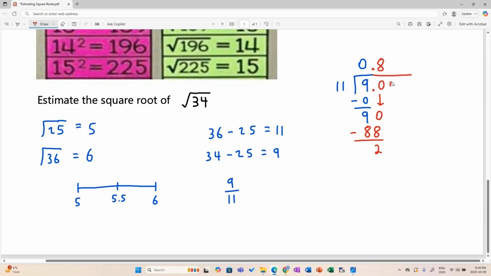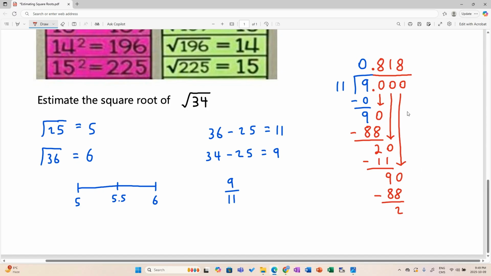Great. Now I add another 0. And I bring the 0 down to make it 20. How many times can 11 go into 20? 1 time. And that would be 11. I do my subtraction. 20 minus 11 is 9. And now bring down another 0. That's 90 again. How many times can 11 go into 90? Okay, 8 times. So I write an 8 here. This is 88. Subtract that. And then I get 2.